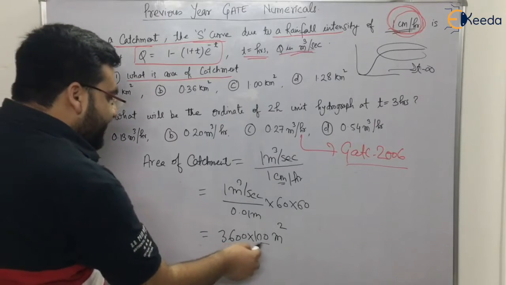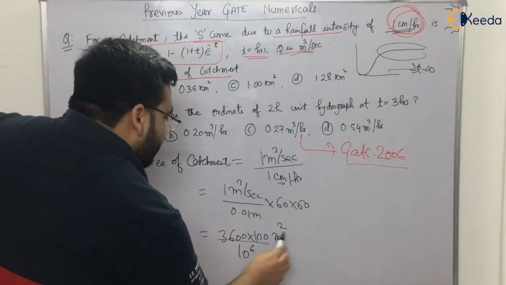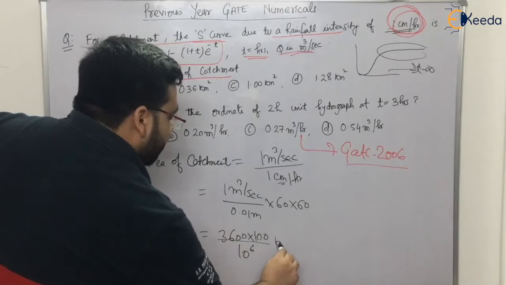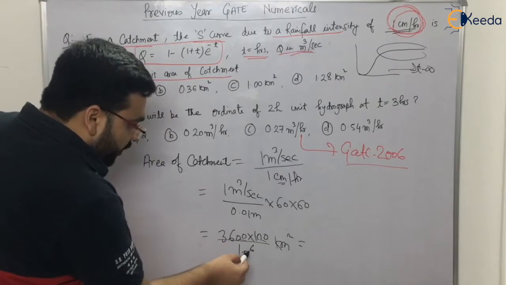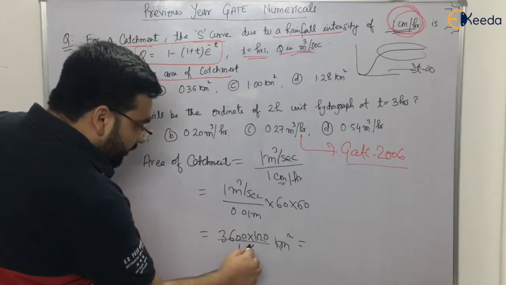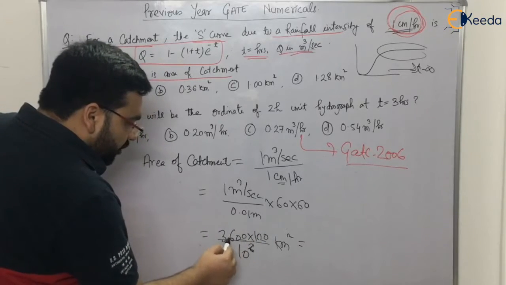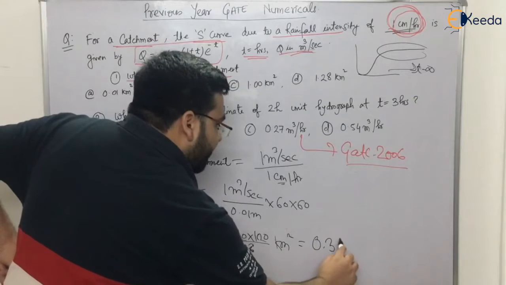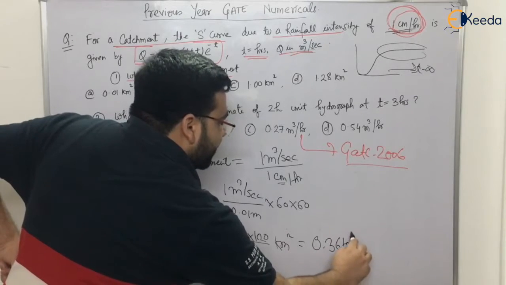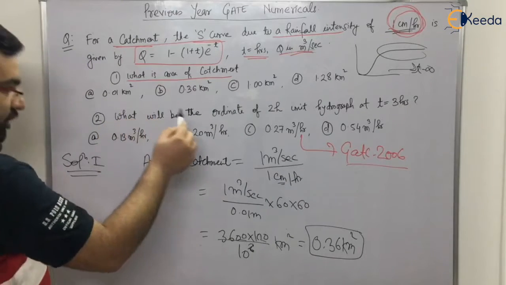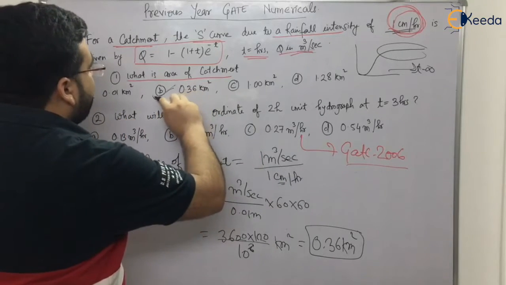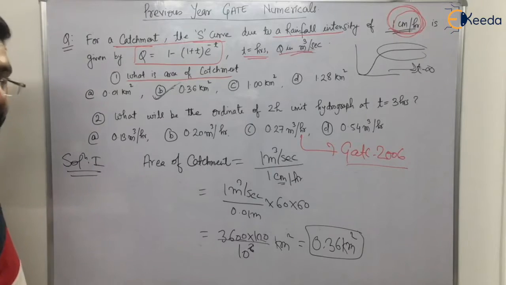So let me divide it by 10 raised to power 6 to convert it into kilometer square. Now let's convert it into kilometer square. So 10 raised to power 6, 1, 2, 3, 4. So 4 would cancel out, we are left with 2. So it comes out to be 0.36 kilometer square, which is the correct answer. So I hope you have got the answer. That is 0.36 kilometer square is the correct answer.